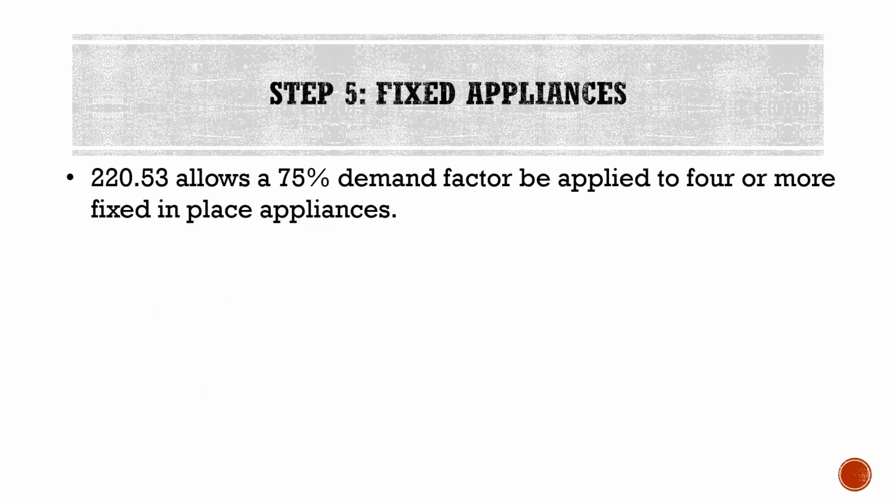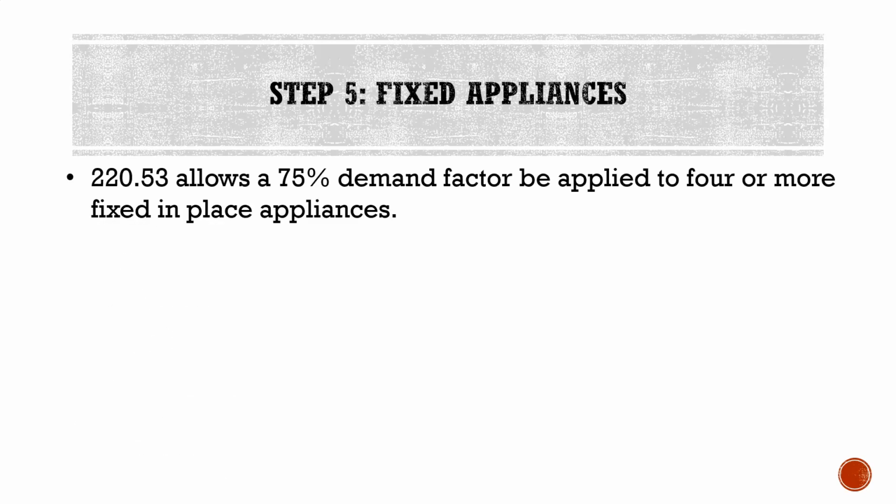Step number 5 are fixed appliances. 220.53 allows a 75% demand factor to be applied to 4 or more fixed in place appliances. We had a list of fixed in place appliances at the beginning of this. Once again, depending on what you're given, whether it be an amperage amount or a voltage amount, you may have to use some Ohm's law in order to calculate a watt amount or a volt amp amount for those.